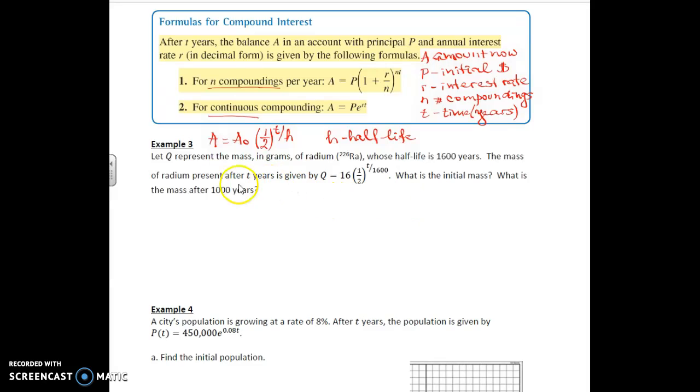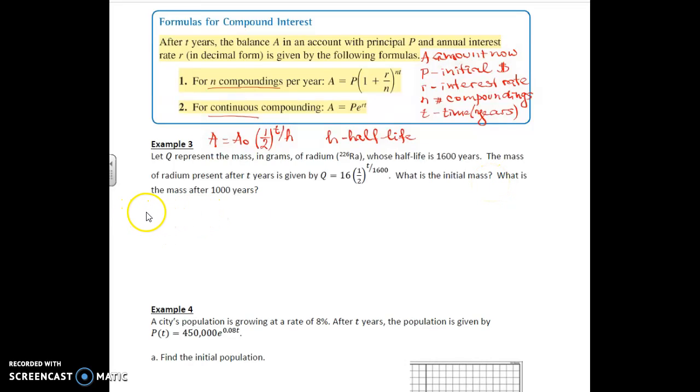Let's get straight to our problem. Let Q represent the mass in grams of radium. Radium is just a type of material, and you see its chemical number in the way that you would write it in chemistry. Its half-life is 1600 years. The mass of radium present after t years is given by the following equation. We are asked to find the initial mass, and then what is the mass after 1000 years.